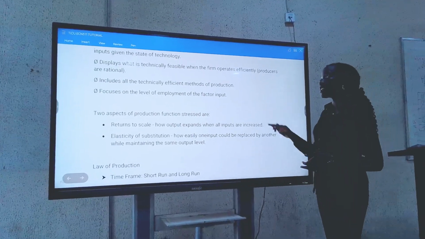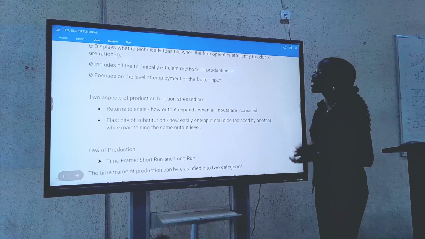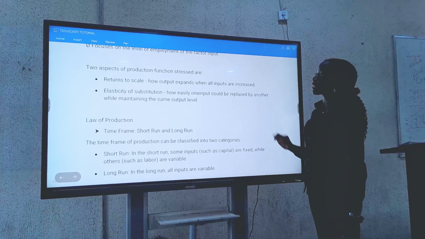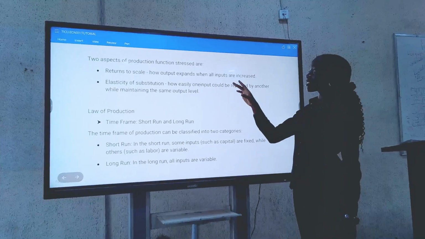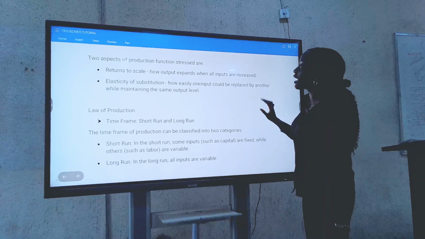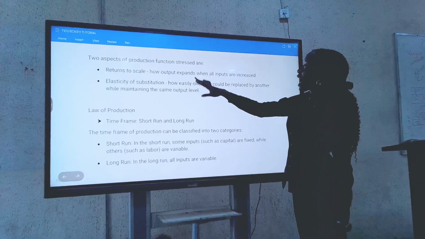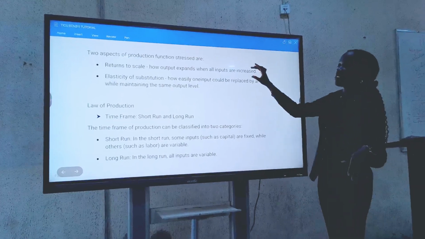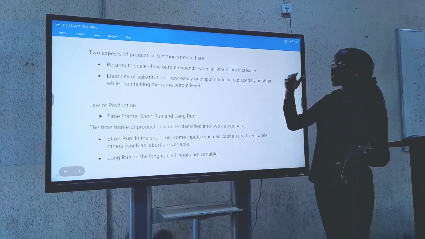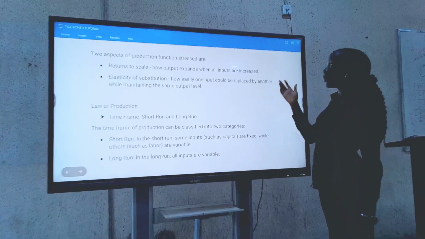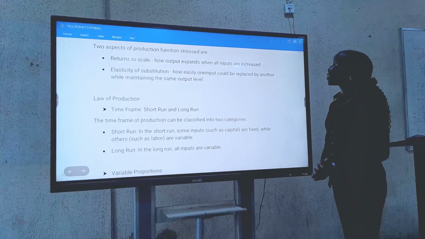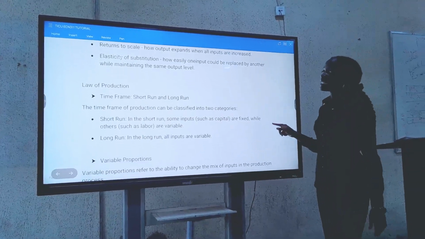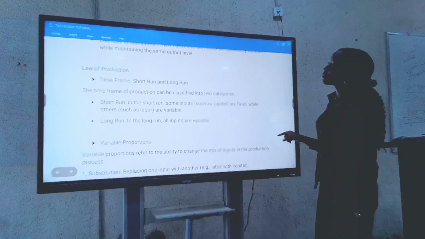That means when producers are rational. It includes all the technically efficient methods of production. It focuses on the level of employment of the factor inputs. And the two aspects of production functions are returns to scale. That's when output expands when all inputs are increased. This is basically in the long run, when all inputs become variable. Then elasticity of substitution: how easily one input could be replaced by another while maintaining the same level of output.